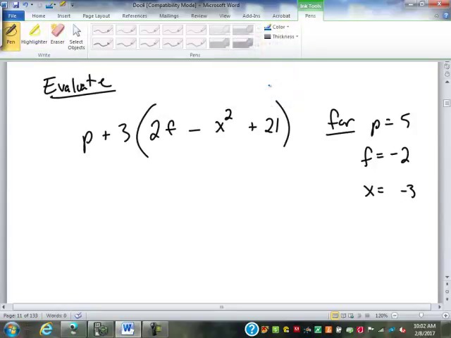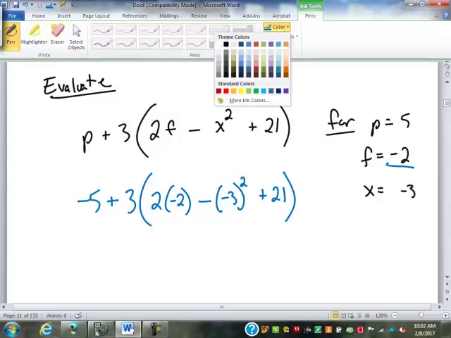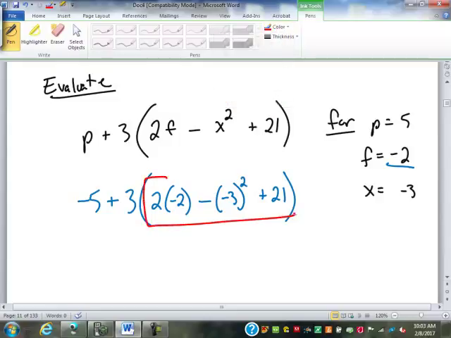So we're going to put in the values. P becomes negative 5. Now I could put that in parentheses, but since it's the first number, the first term in this, I don't really need to. Plus 3 parentheses. 2 instead of f, I'm going to put in negative 2, so I'll put that in parentheses. So 2 times f becomes 2 times negative 2. Minus x squared becomes negative 3 squared plus 21. Now here, this parentheses has stuff in it that can be done. They can be combined. So that is an enclosing symbol.